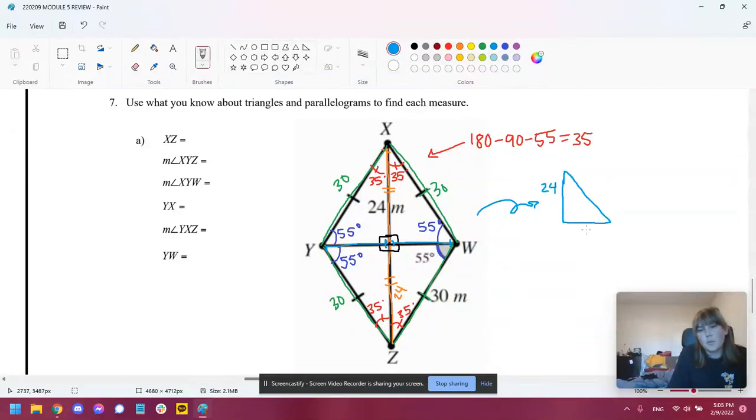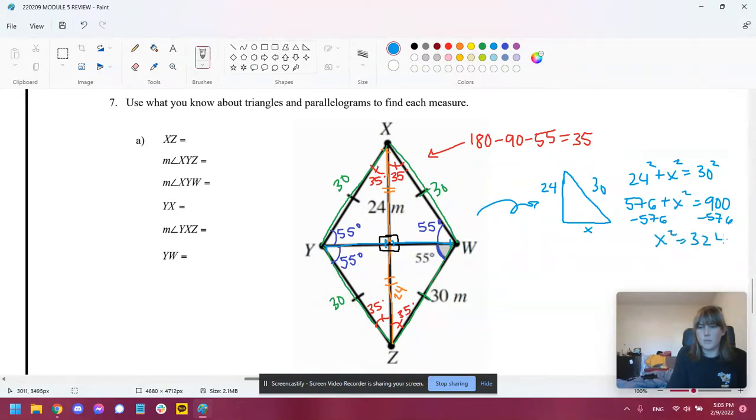Right? We know this is 24. We don't know this one, and we do know this one. We can use the Pythagorean theorem to solve for x. So this 24 times 24 is 576. 30 times 30 is 900. If I subtract 576 from both sides, I get 324. And then if I square root both sides, I get that x is 18. It's good, because I wanted to know that. So then this is 18, and then this is 18.